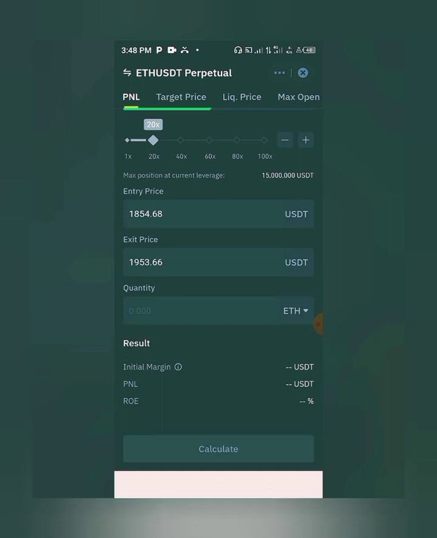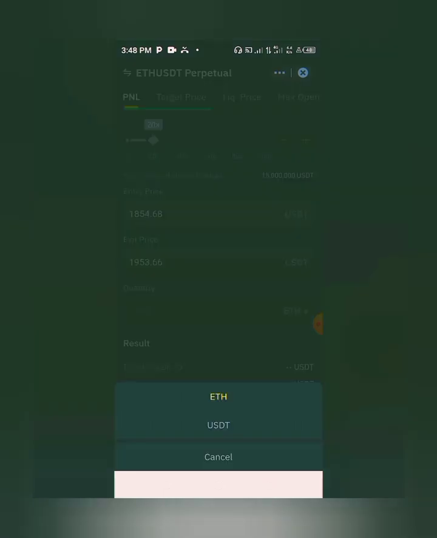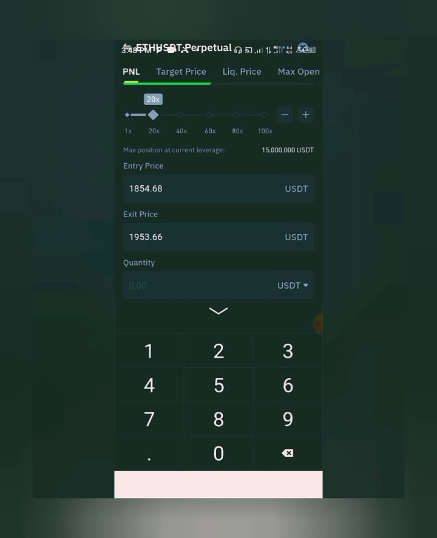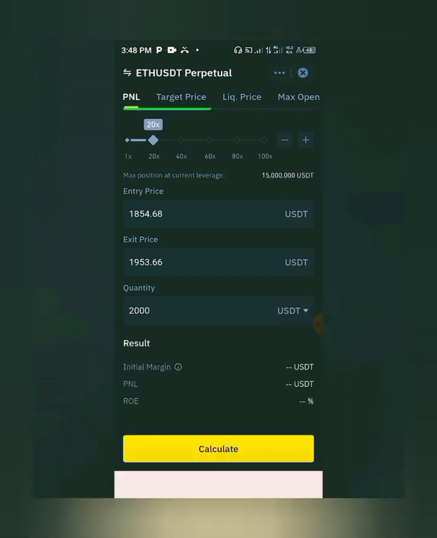Then we talk about the quantity. How do we know the quantity? But first of all, let me change this to USDT because I'm using USDT here. Let me assume I have 100 USDT. So that 100 USDT multiplied by 20x leverage is going to give me my quantity. So 100 times 20 is going to give me 2000 USDT. I hope you understand what I mean here.